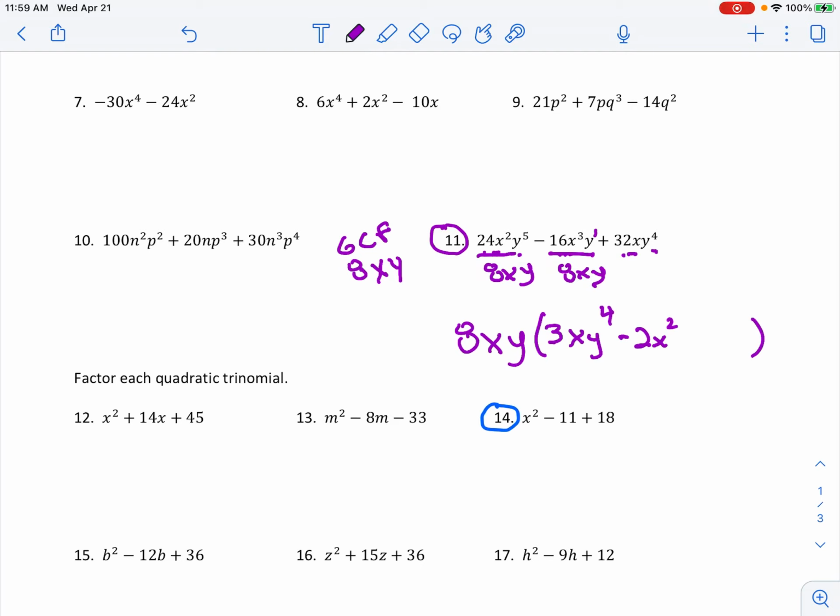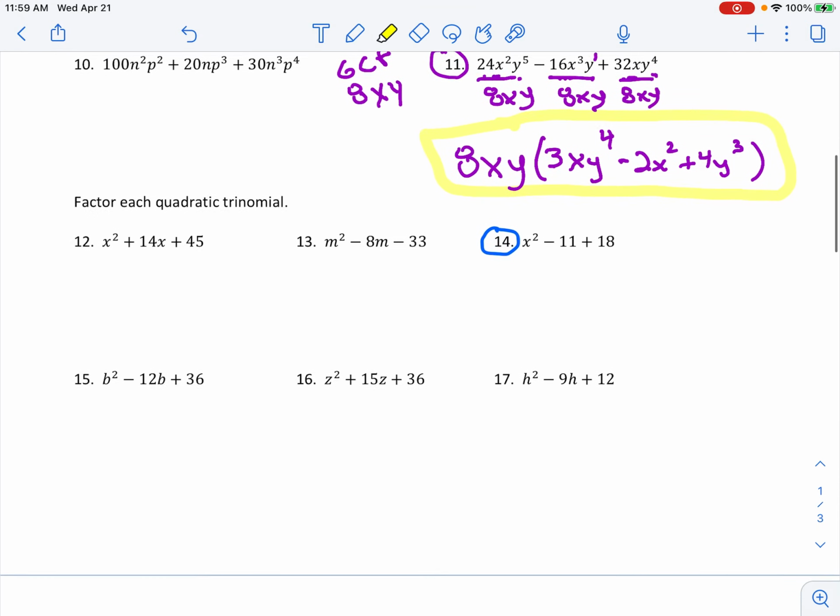And so I'd have times 1, which would keep it negative 2x squared. And then last but not least, when I divide this by 8xy, 32 divided by 8 is 4. And then x divided by x is 1, and so again, times 1 would still give me 4. And then y to the 4th divided by y is y to the 3rd. So those are my two factors that when I multiply them together, I would get 24x squared y to the 5th minus 16x to the 3rd y plus 32x y to the 4th. And you can always check your answers by multiplying them back together.